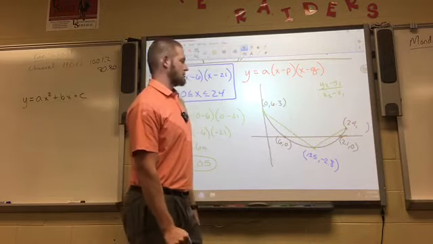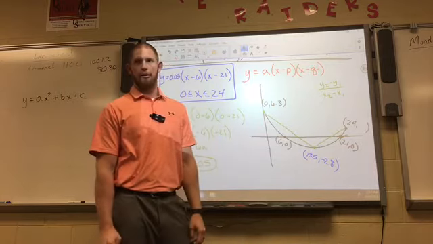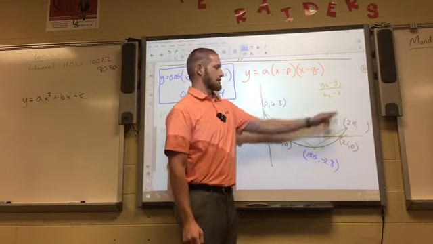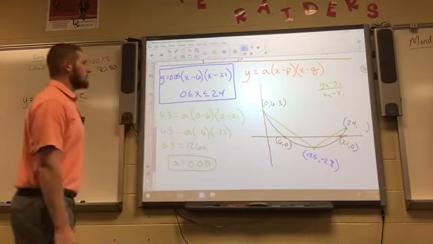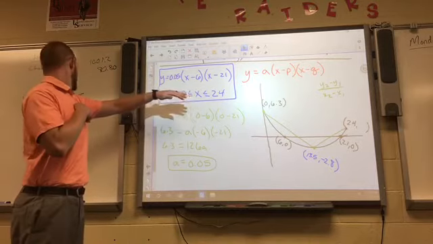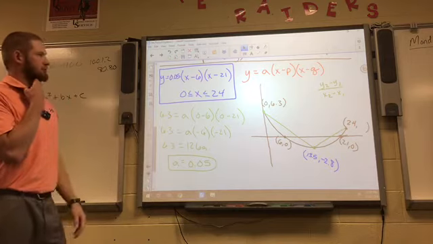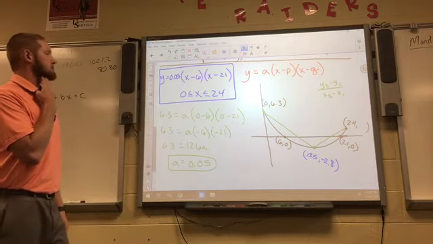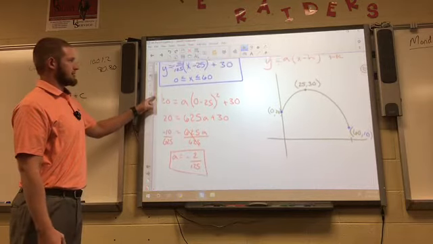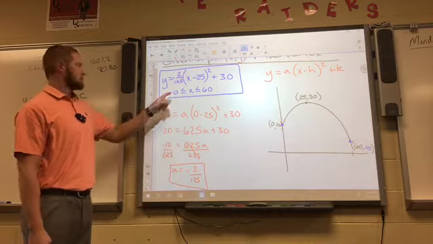What formula did we use to find average rate of change? Slope. Okay, slope formula. y2 minus y1 over x2 minus x1. What form is this in? Intercept form, because it gave us our x-intercepts. And what form is this in? Vertex, because it gave us our vertex.